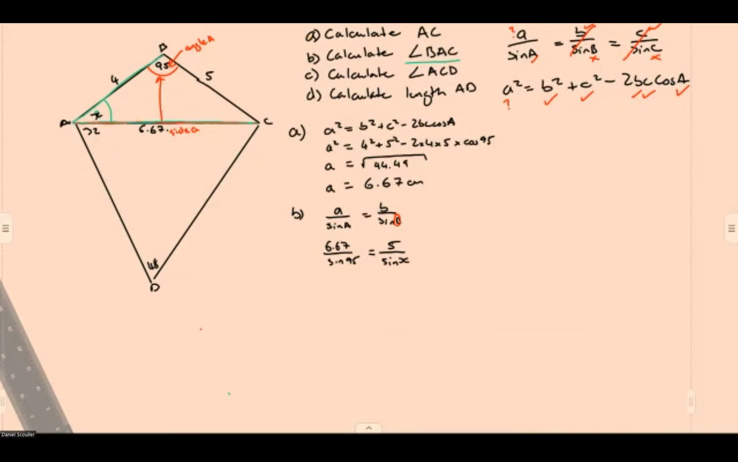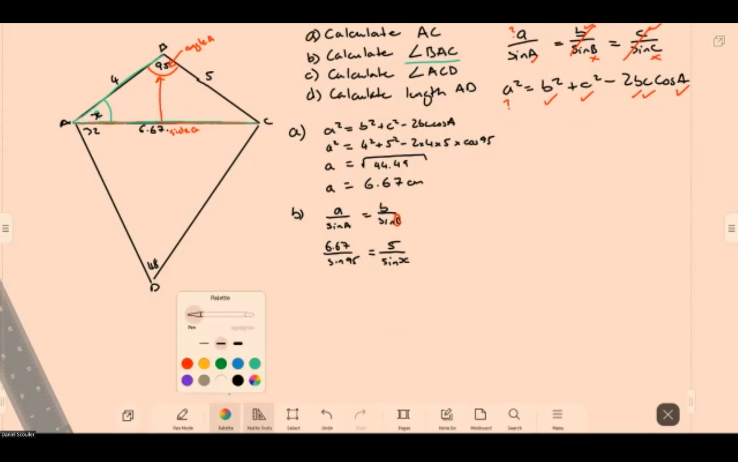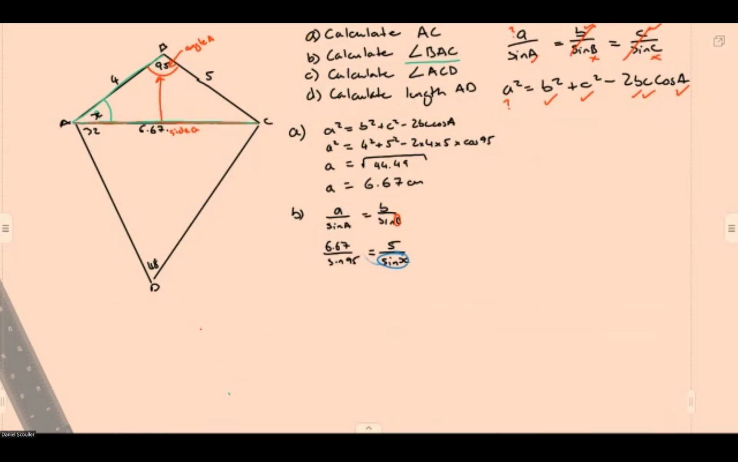Now we need to rearrange it. We're trying to isolate the X part. We're trying to find a number that goes in that X position, so we need to rearrange all this to allow us to do that. So that sine X has to come across. Now it's on the bottom on the right hand side, so it goes to the top on the left hand side. Going to move the bottom of the left hand side over to the right hand side, and it becomes a multiple.